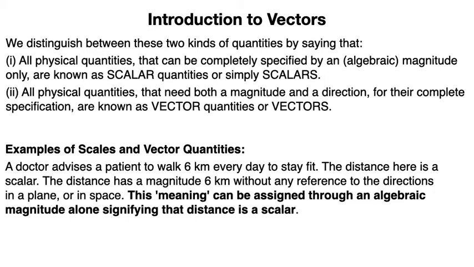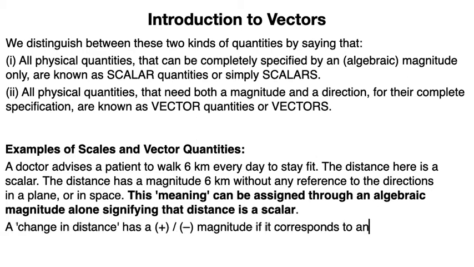The distance has a magnitude of 6 kilometers without any reference to direction in a plane or in space. The meaning can be assigned through an algebraic magnitude alone. So this clearly tells us that distance is a scalar quantity. No sense of direction is required. However, a change in distance, that is, an increase in distance, can be called positive, and a decrease in distance may be termed negative.